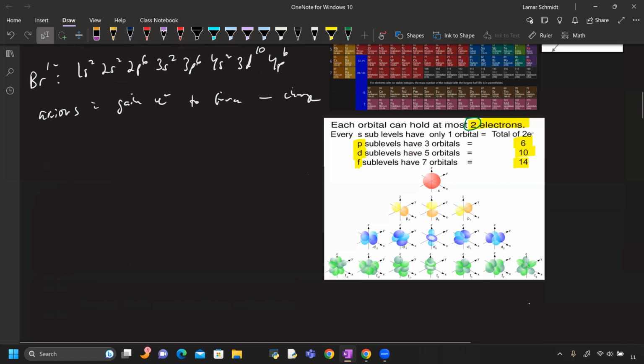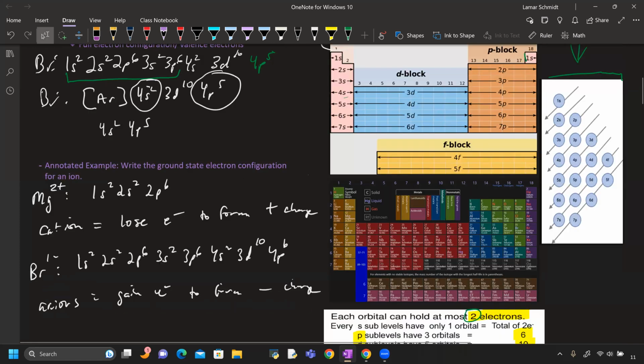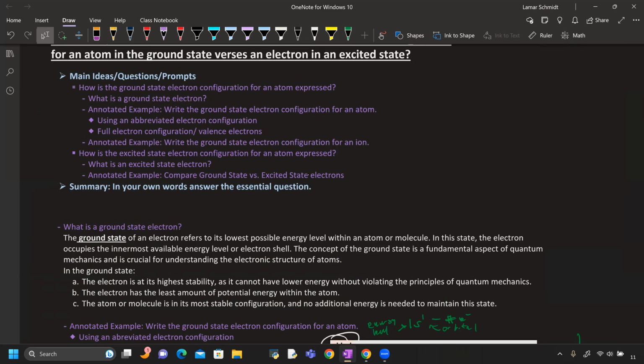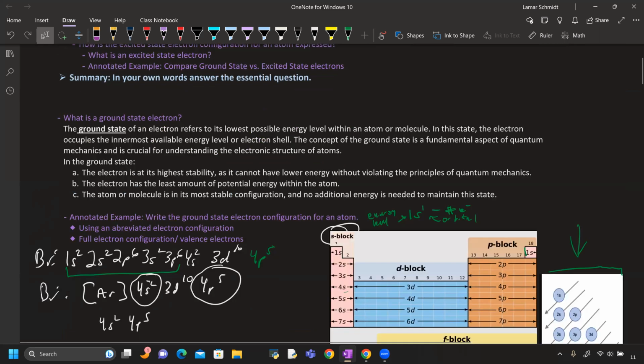Okay, let's move on down. And so we should now be good on defining the ground state of an electron, how to write the electron configuration for an atom using the abbreviated full electron configuration, and then just those for the valence electrons. And then you should be able to write the ground state electron configuration for an ion. And make sure you're annotating those.